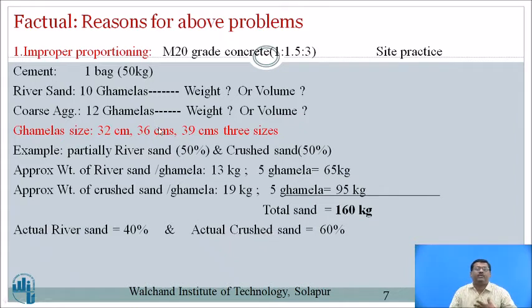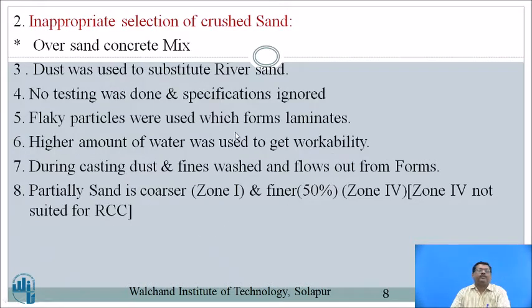We are assuming that 50% crushed sand and 50% river sand is used, but that is not correct. River sand is now 40%, crushed sand is 60%, and if the powder content is more, higher powder content has gone into the concrete. Now, second is inappropriate selection of the crushed sand. Proper selection of the crushed sand is not done. That is why over-sanded concrete mixes are made. Third is dust was used to substitute the river sand. That was the issue. Improper selection of the material.